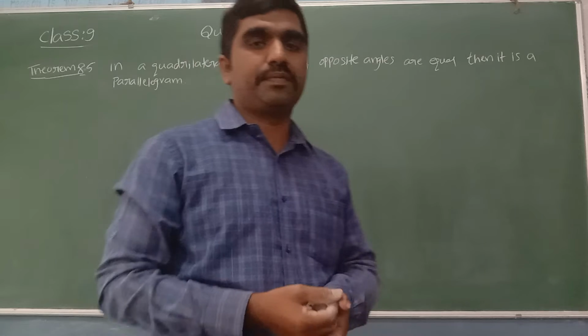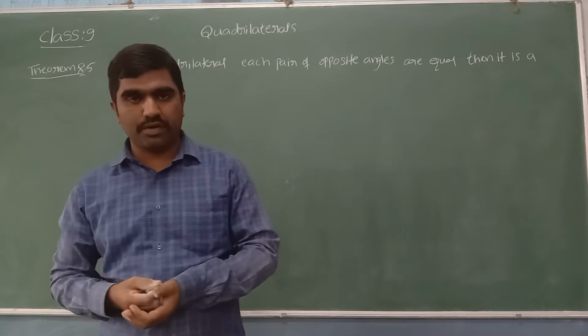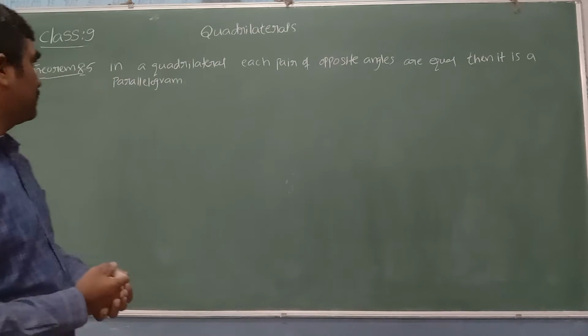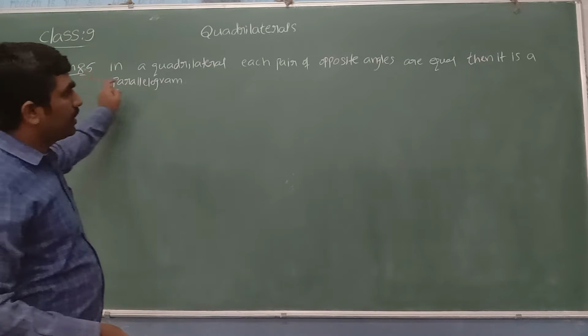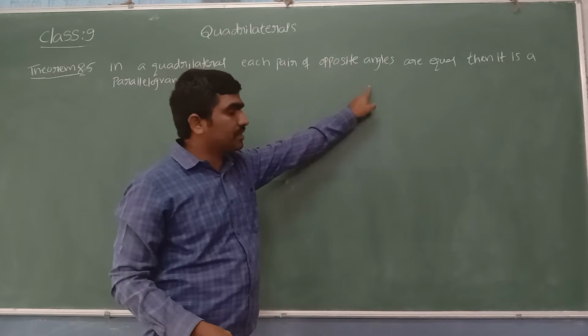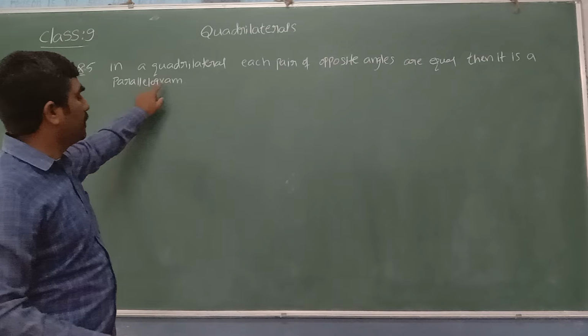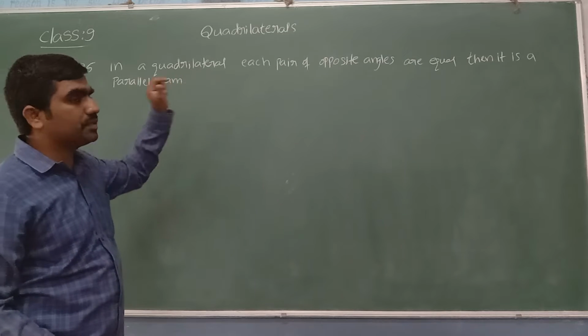Namaste children. Let's see some more theorems about parallelogram. Here we have a theorem. In a quadrilateral, each pair of opposite angles are equal. Then it is a parallelogram. We have to show that it is a parallelogram.